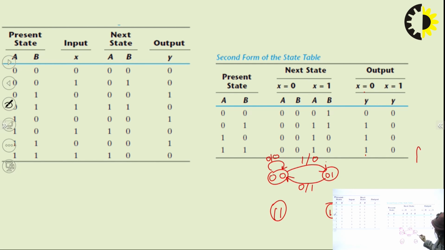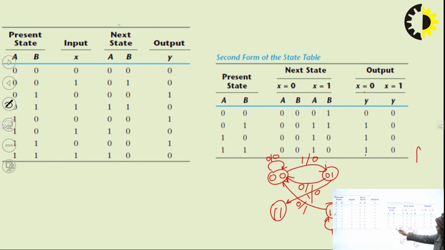From 0 1 to 1 1, input is 1 and output is 0. From 1 0 to 0 0, input is 0 and output is 1. And from 1 0 to 1 0, input is 1 and output is 0. We write the input and output above each line in oblique form.